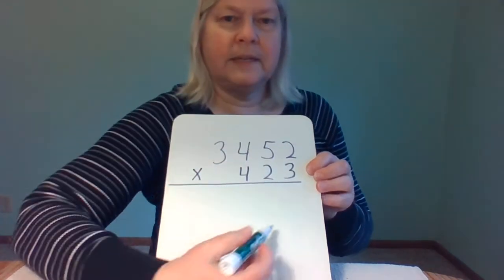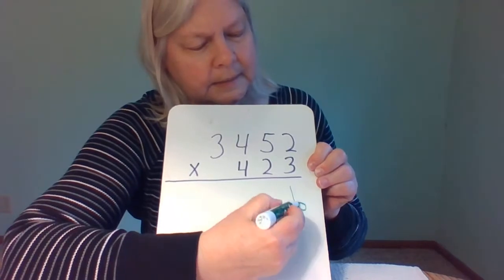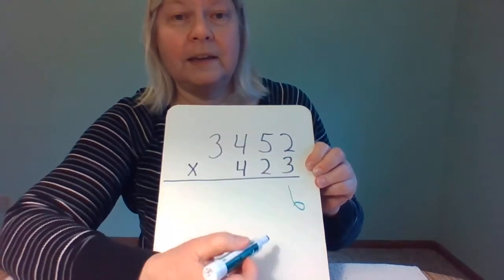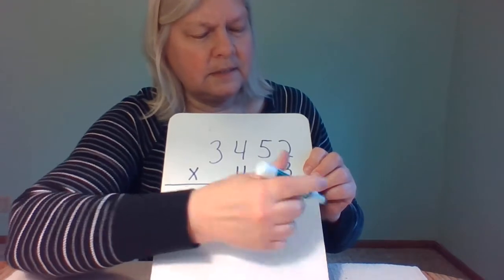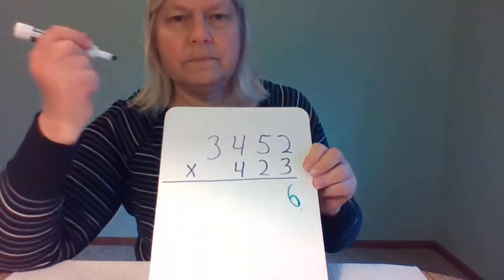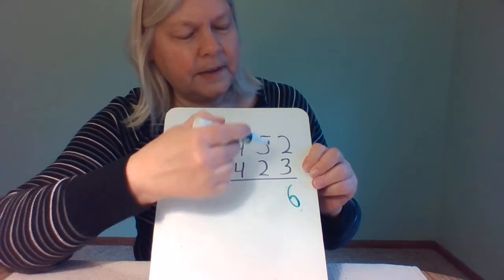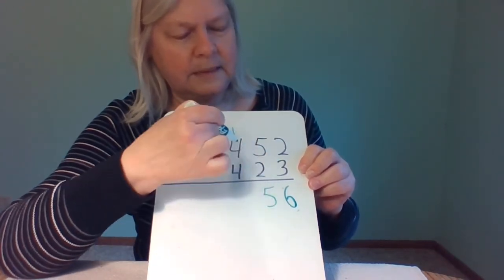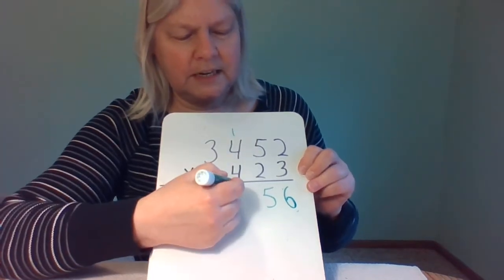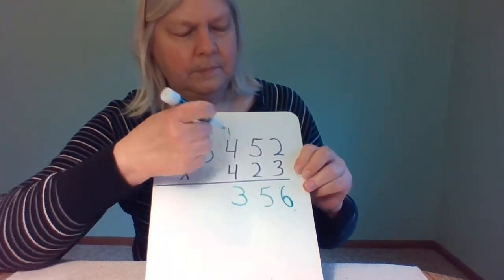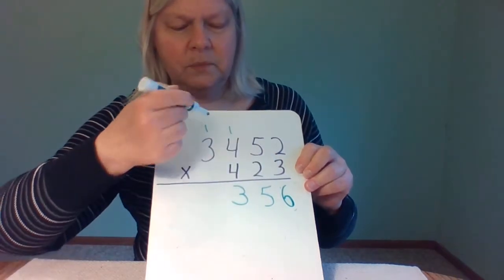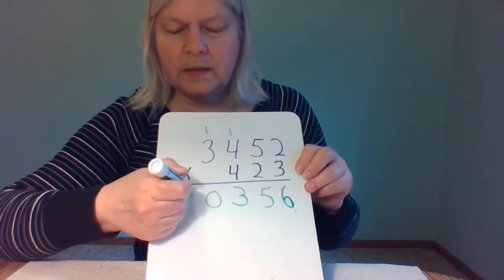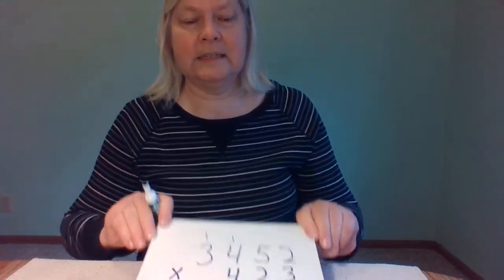3 times 2 is 6. 3 times 5 is 15. 3 times 4 is 12, plus 1 is 13. 3 times 3 is 9, plus 1 more is 10. Units partial product is done. You've done several of those, so I went through it kind of fast, but that's okay. I think you've got it.